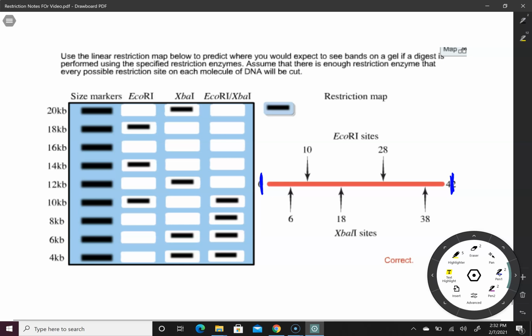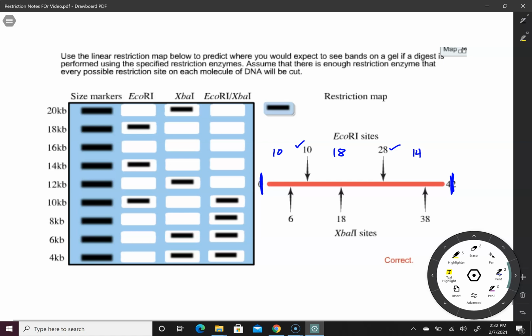So if this was a piece that was 42 base pairs long and EcoRI came in, EcoRI in this case was going to make a cut at 10 and was going to make a cut at 28. So in doing that, you'll be able to add up how big each of the pieces are. So from 0 to 10, that piece is going to be 10 base pairs long. From 10 to 28 is going to be 18 base pairs long. And then from 28 to 42 is going to be 14 base pairs long. And if you add up 18 plus 14 plus 10, you'll get 42. And that's what you always want to double check.